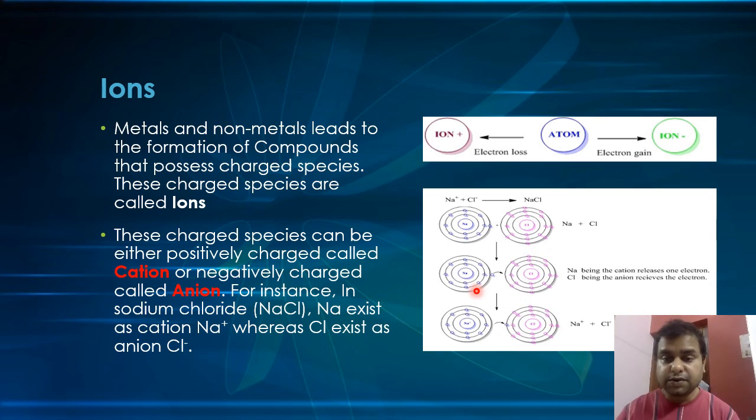Now sodium, being positive, is referred to as a cation because it releases one electron, and chlorine, on the other hand, is referred to as an anion because it accepts one electron.